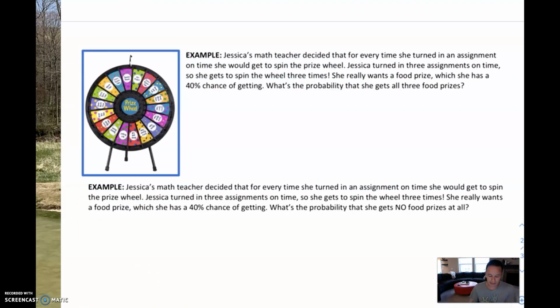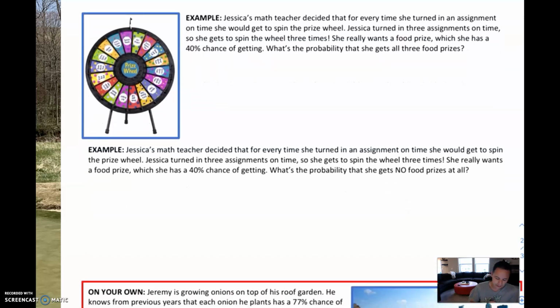We have Jessica's math teacher decides that for every time she turned in an assignment on time, she would get to spin the prize wheel. Now we're bribing students, I guess. It's not enough to just do it because it's the right thing to do. We're going to bribe this kid. So Jessica turns in 3 assignments on time. She gets to spin the wheel 3 times. She really wants a food prize. And there's a 40% chance of getting a food prize, those hot Cheetos. I bet she wants those hot Cheetos. What's the probability that she gets all 3 food prizes? That would be really, really lucky to spin it 3 times and get all those hot Cheetos.